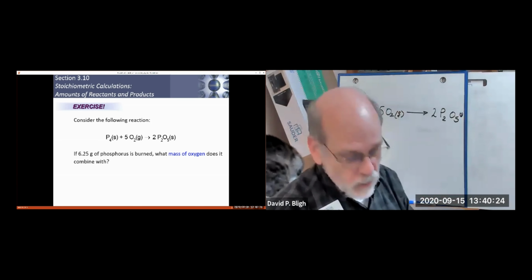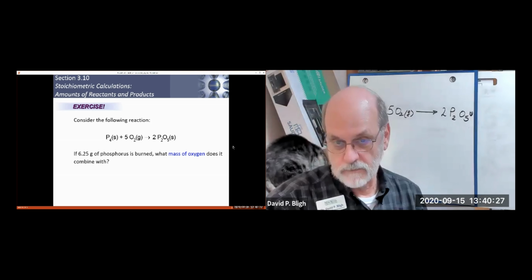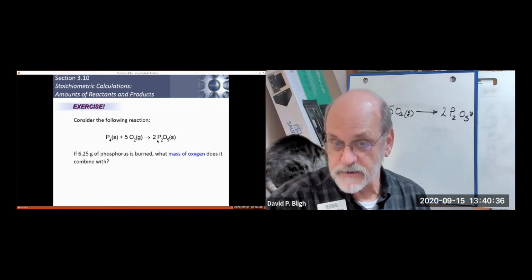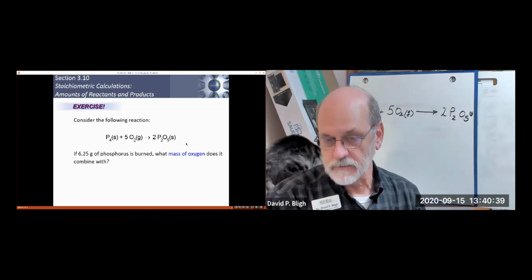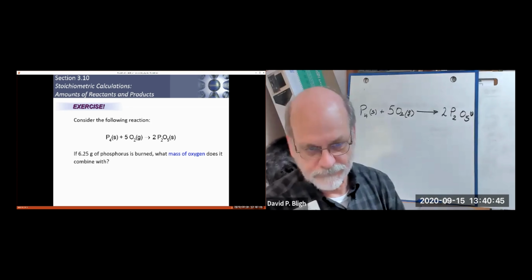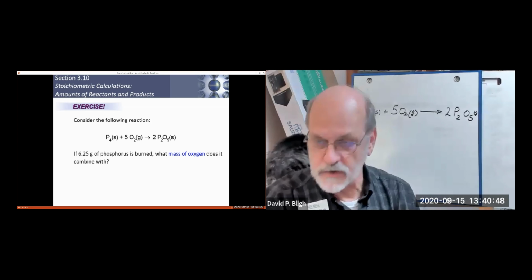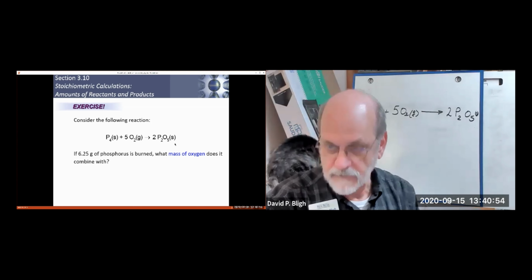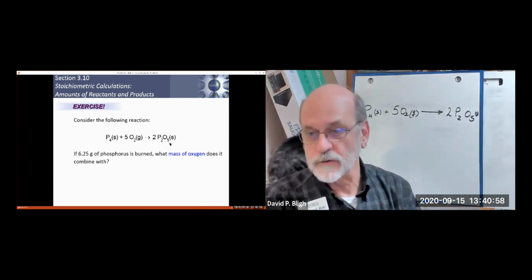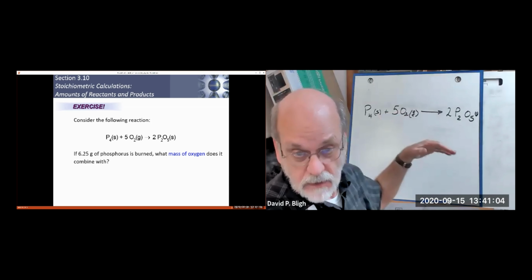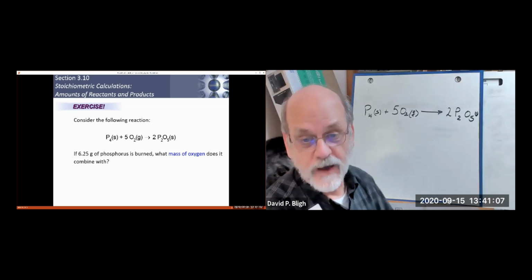You'll notice that this equation is already balanced for you. 4 phosphorus on this side, 2 times 2 is 4 phosphorus on that side, 2 times 5 is 10 oxygens in the reactants, and 2 times 5 is 10 oxygens in the products. So we've been kind enough for this demonstration to already balance the equation. But that's actually the second thing you do. First thing you do is be sure all your compounds and elements are written correctly. Then you balance the equation. Then you can move to stoichiometry. So what are we given? We're given the balanced equation. We're also given 6.25 grams of phosphorus.